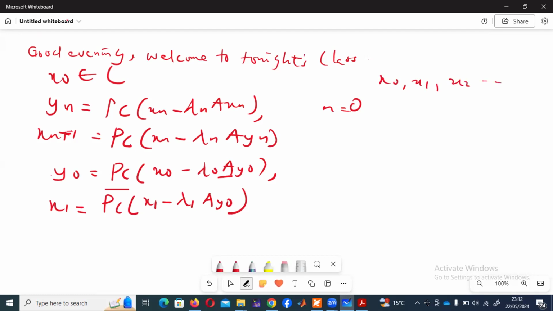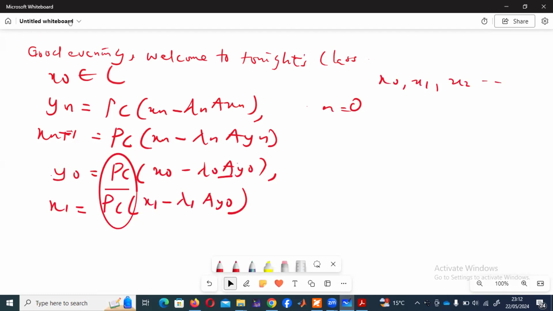So to get x1, I need y0. To get x2, I will need y1. To get x3, I will need y2, like that. So for each xn, you have a projection, an evaluation of A, a projection again, and another evaluation. So you are doing two projections and two evaluations of the operator A. So is there a way of reducing this projection and we still get convergence of the method?